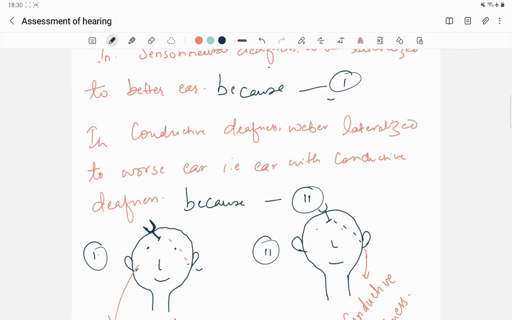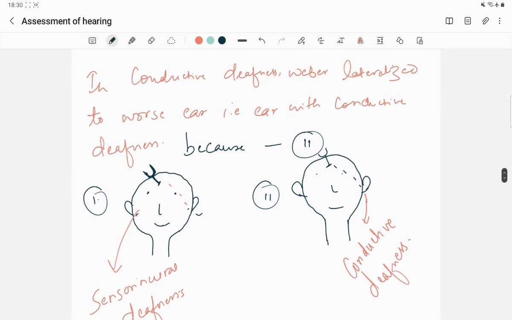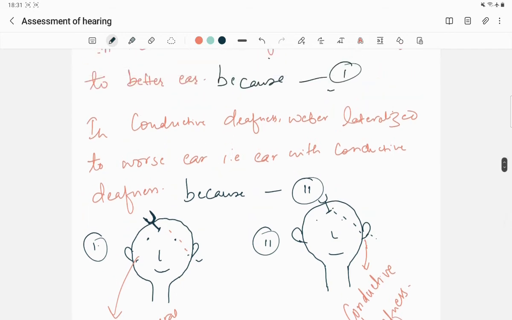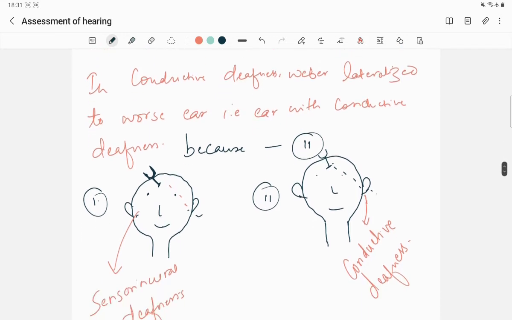But in conductive deafness, Weber is lateralized to the worse ear, that is the ear with conductive deafness. Here, if the left ear has conductive deafness, this Weber test will be lateralized to the same ear. Why? Due to conductive deafness, it will not be disturbed by any other noise and this noise will easily be picked up by the inner cochlea, which is functioning well. So I guess we are clear with conductive deafness, sensory neural deafness, Rinne test and Weber test, and why the findings are present.